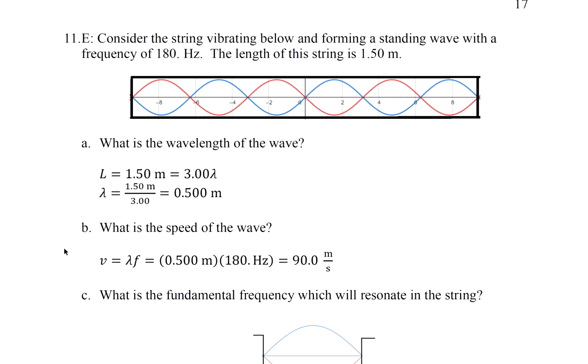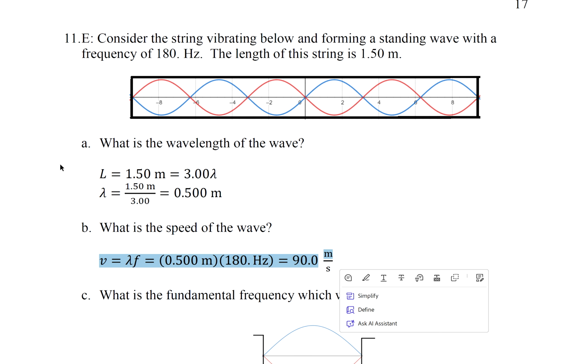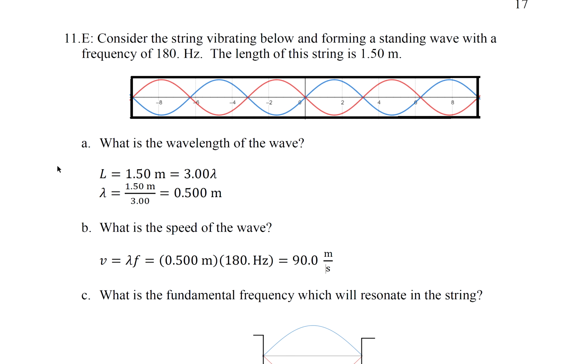Question 11. Consider the string vibrating below and forming a standing wave with a frequency of 180 Hertz. The length of the string is 1.50 meters. So part A, what is the wavelength of the wave? So the length is 1.5 and there's 3 wavelengths. So just solve for lambda. Part B, what is the speed of this wave? V equals lambda f. Lambda is from part A, f is given to us.